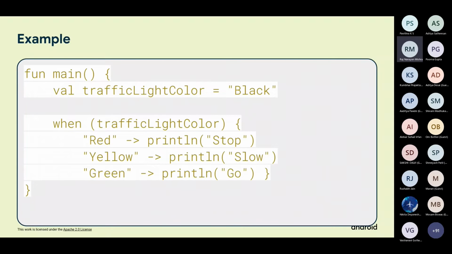Now here is the example. In the third line, you can see that I've used when traffic light color. I've checked all three conditions within the same bracket. Like red, print stop. Yellow, it's printing slow. Green, it's print go. Using when is very simple. You just have to trace out your main condition. If the condition is satisfied, then you can print. If the condition is not satisfied, then you can give a different condition.